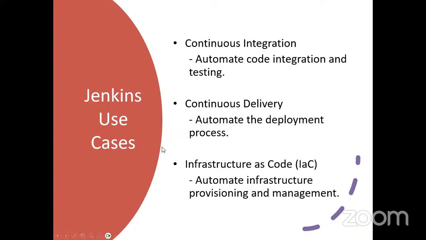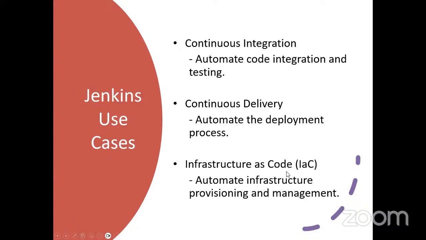But some of the companies, the big companies, are following this approach. They test it well. Their QA team will test it well, and then it will be released to the public. So continuous integration and continuous delivery are done by Jenkins itself.